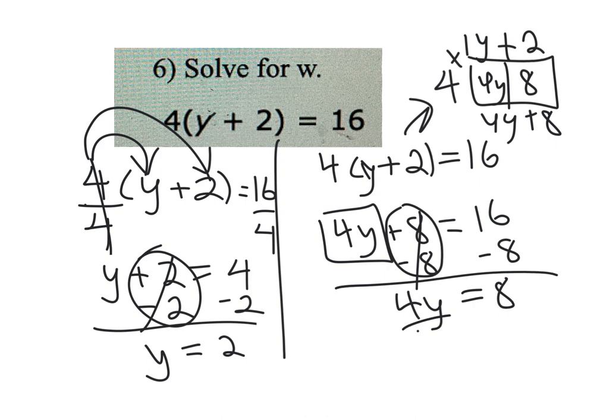But just using opposite operations, I know that the opposite of times 4 is divide by 4. If you do it to both sides, you're going to get 8 divided by 4 is 2. And that's the same value that we got using the division method. So y is equal to 2.